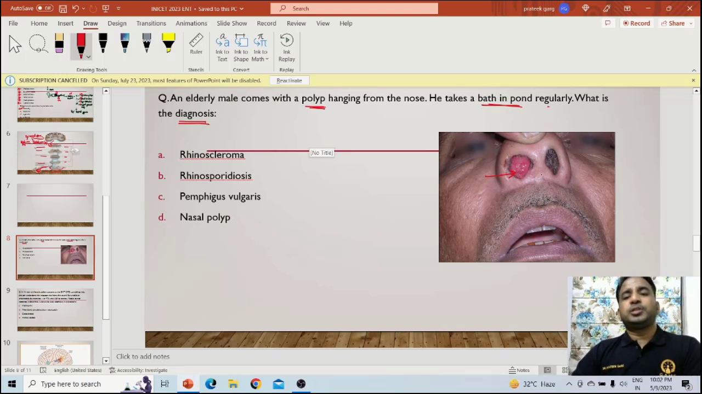This particular picture, we have seen so many times in the theory part. By looking at the picture only, I can say that this is a typical picture of rhinosporidiosis. Why rhinosporidiosis? Because rhinosporidiosis is caused by an aquatic protozoa. Aquatic means that the protozoa is present in ponds. So persons who regularly take a bath in small ponds which are not very neat and clean get infected. This aquatic organism is named Rhinosporidium seeberi.